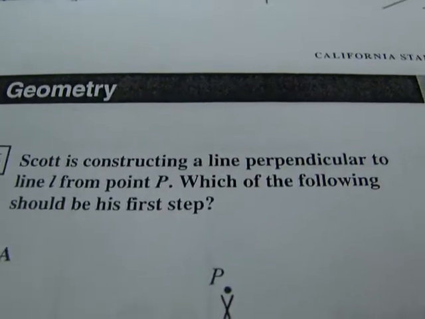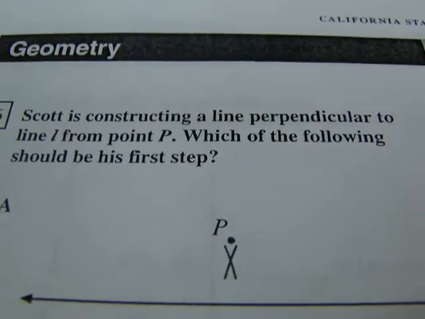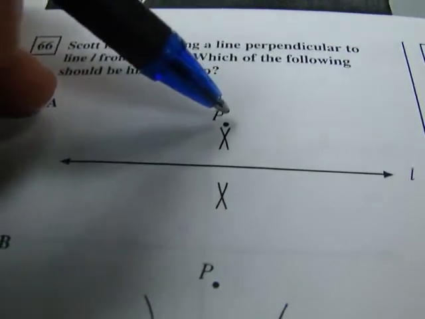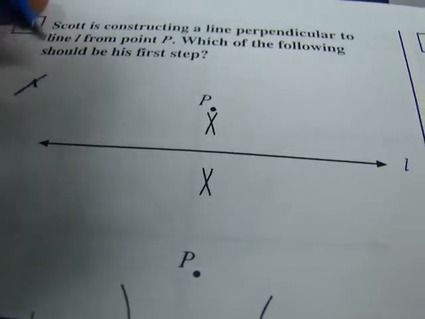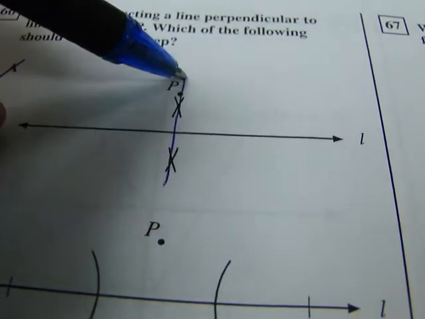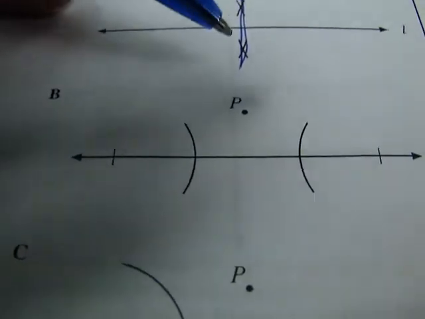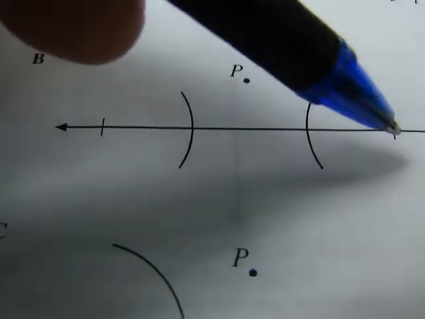Okay, moving on to number 66. Scott is constructing a line perpendicular to line L from point P. Which of the following steps should be his first step? So, he's at P. I don't see how you can make these intersecting arcs from P, so that can't be a first step. That seems like a last step, right before you construct the perpendicular line. But you can't get there first. B, again, if all you have is P and the line, you can't make these arcs until you have these two lines.